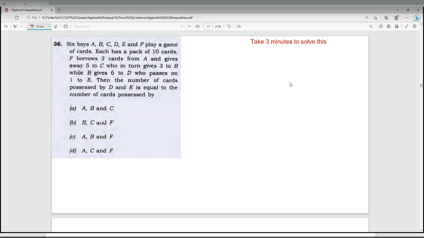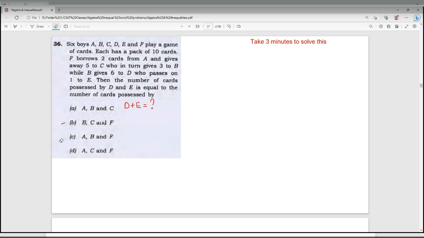So there are 6 boys, A, B, C, D, E, and F. They play a game of cards. Each has a pack of 10 cards. F borrows 2 cards from A and gives away 5 to C, who in turn gives 3 to B, while B gives 6 to D, who passes on 1 to E. Then the number of cards possessed by D and E is equal to which option here?